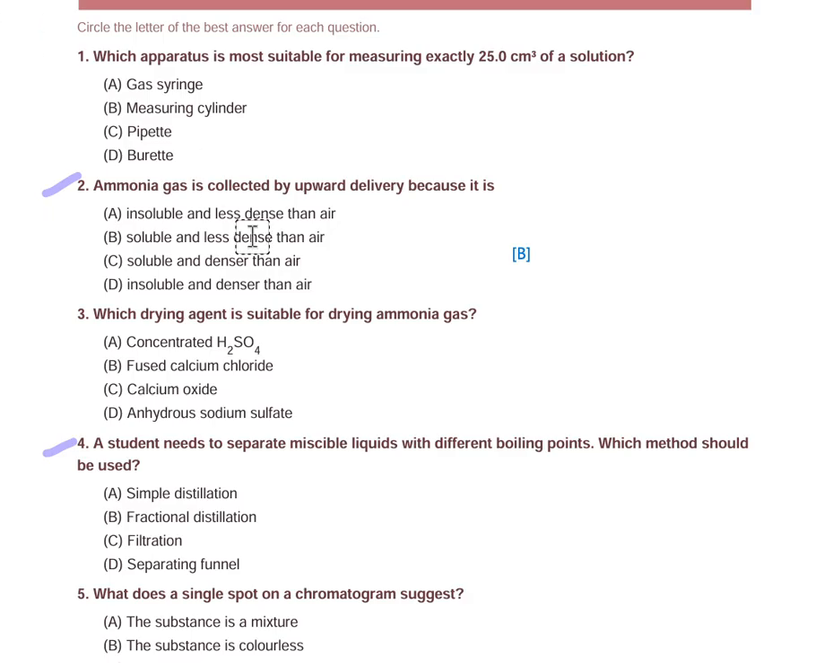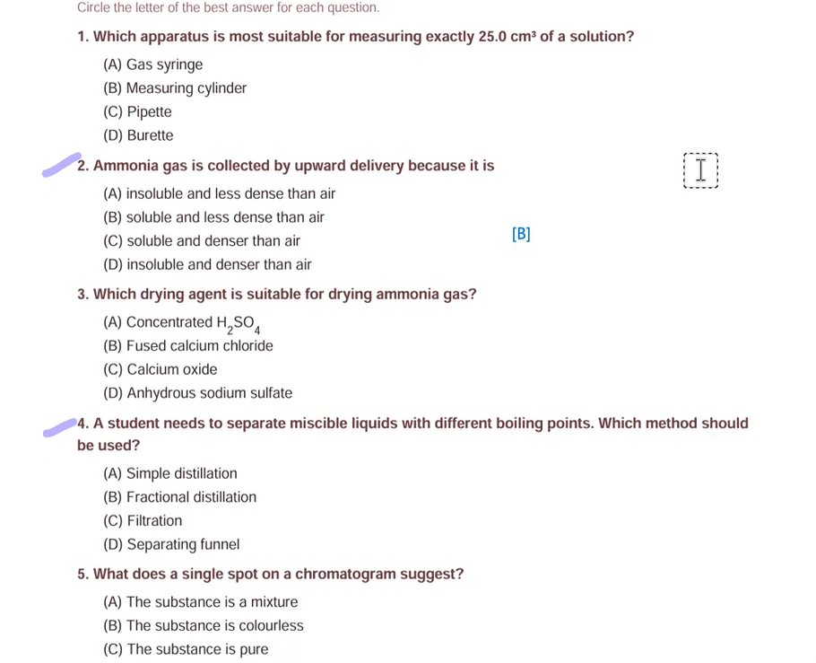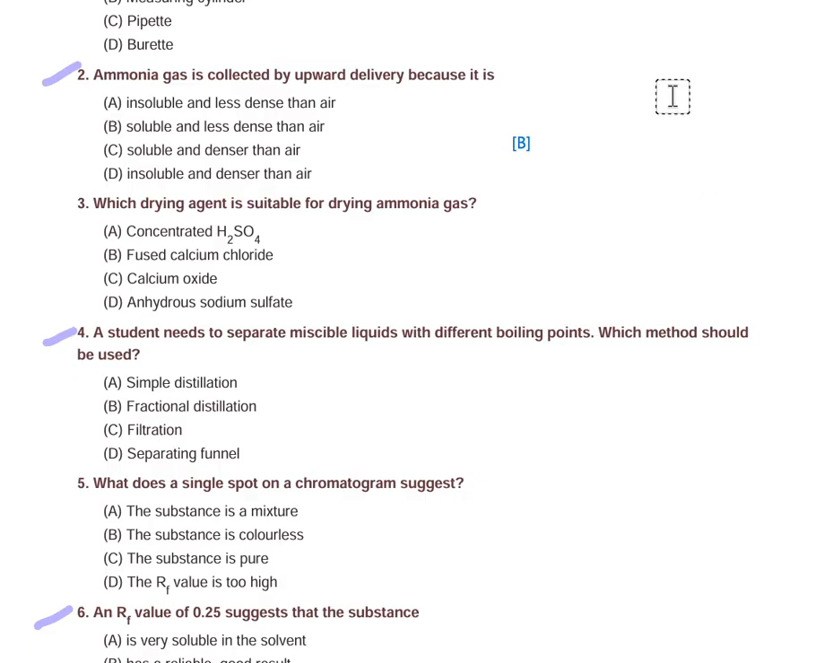Okay, so it can't be A because ammonia is actually soluble, so displacement of water can't be used. C is denser; if it's denser, it should use downward delivery, not upward delivery. It's not D because NH3 is insoluble, which is wrong. Ammonia gas is soluble, not insoluble, so that would obviously be wrong. So if we cancel the options, the only possible answer is B.